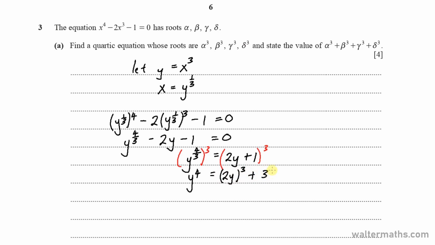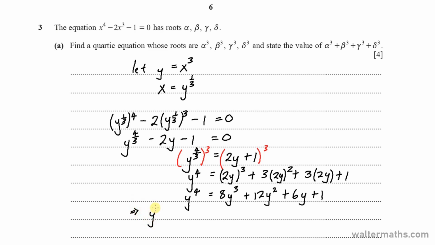plus 3 of 2y squared plus 3 of 2y plus 1. So we can simplify that, and that's going to give us 8y cubed plus 3 times 4, that's 12y squared plus 6y plus 1. So if we take everything to one side, that is to the left side, we'll eventually have y to the power of 4 minus 8y to the power of 3 minus 12y squared minus 6y minus 1 equal to 0. So what we now have here is the quadratic equation with the roots alpha cubed, beta cubed, gamma cubed, and delta cubed.